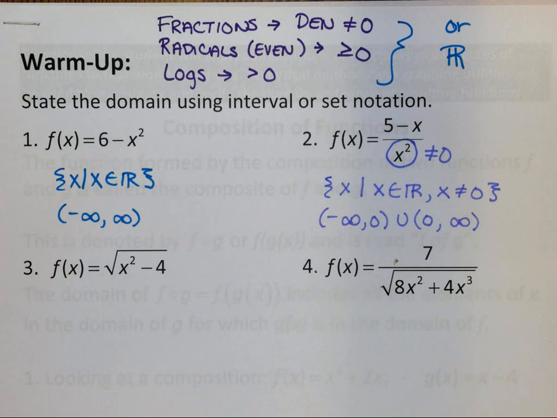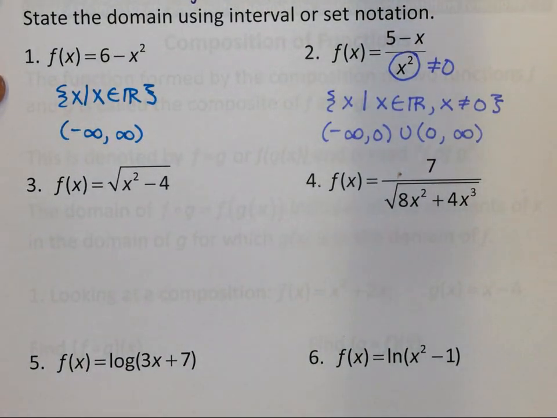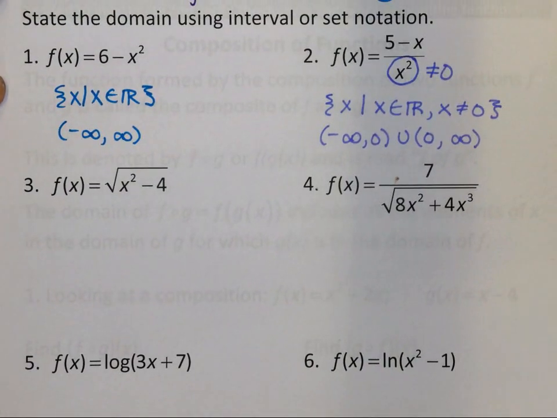Wait, so for all the fractions, the denominator can't equal 0? Yeah, what happens when you divide by 0? You get a black hole. Your calculator breaks. Don't do it. You can ask Siri, what's 0 divided by 0? Oh, it's so funny. She tells you.